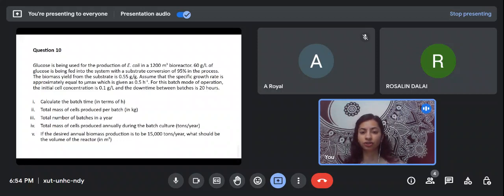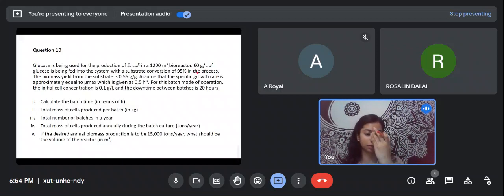So, question number 10: glucose is being used for the production of E. coli in a 1200 meter cube bioreactor, and 60 grams per liter of glucose is being fed into the system with a substrate conversion of 95% in the process. Let's figure out what this means. You have a bioreactor and you know its total volume, which is 1200 meter cube. And you have 60 gram per liter of glucose that is put in the system.